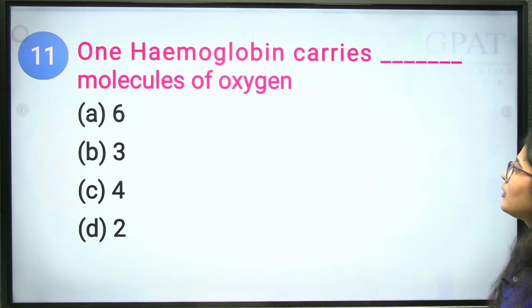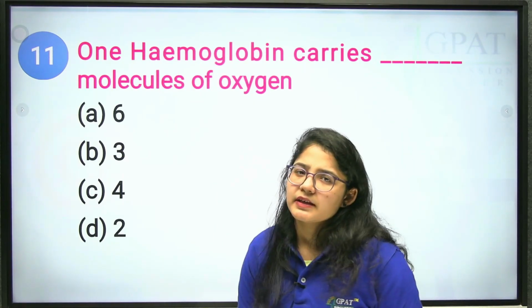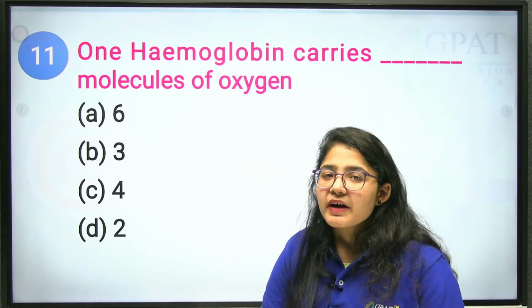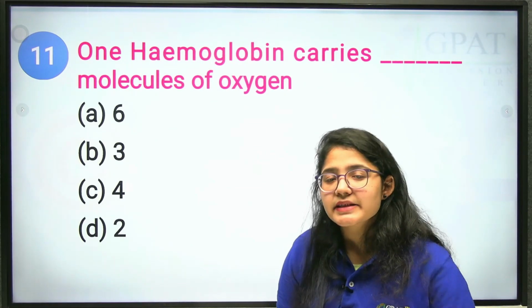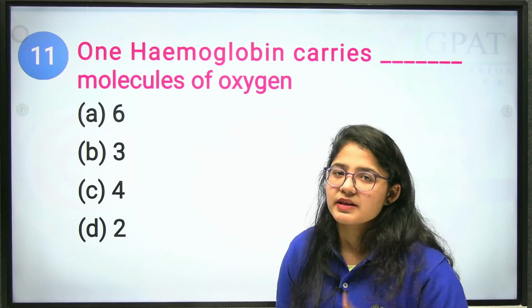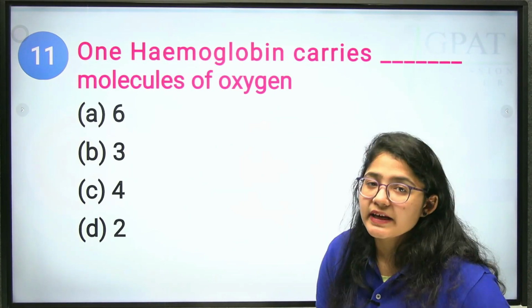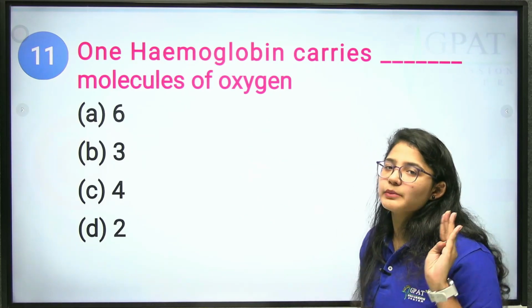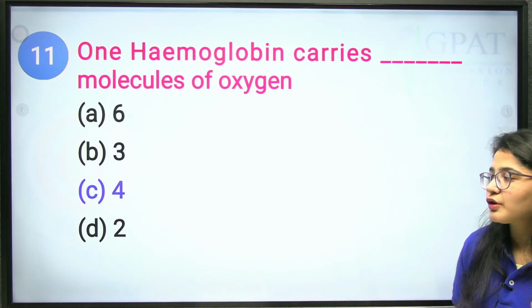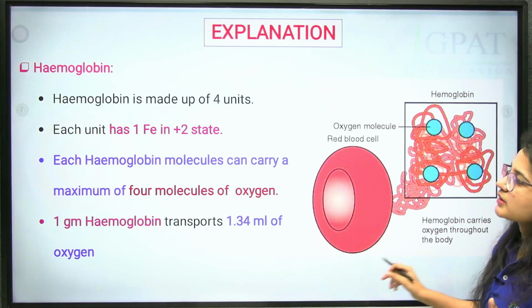question. One hemoglobin carries dash molecules of oxygen. I informed already. One hemoglobin has how many hands? It has 4 hands, and each hand contains one oxygen. That is, at one time hemoglobin can carry 4 oxygen molecules. How many? 4 oxygen molecules. Clear? Easy? Now the next question.